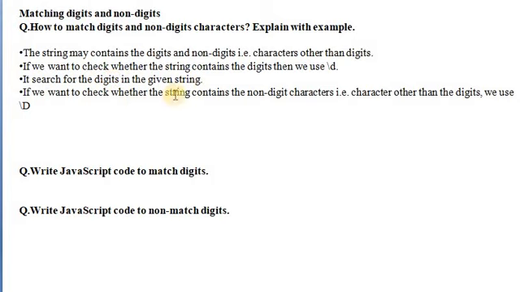If we want to check whether the string contains a non-digit character, that is a character other than digits, we use \D, means capital D. Let us see an example to match the digits and an example to non-match the digits. This is \d. It checks whether the string contains digits, means for digits we use small d, and for characters other than digits we use capital D. Let us see one example related to that, match and non-match digits.